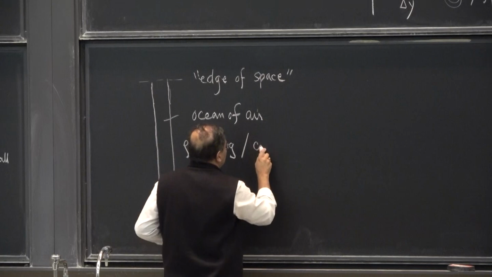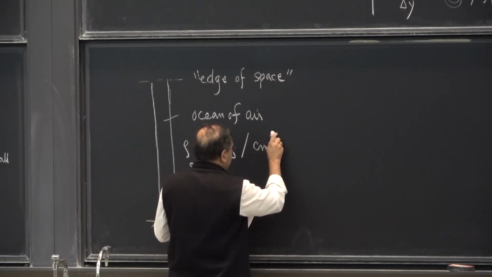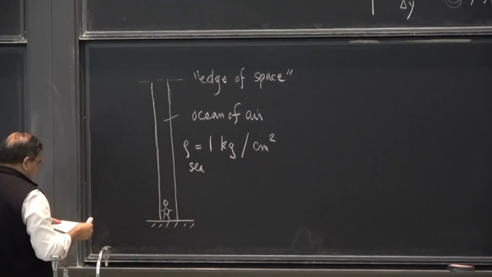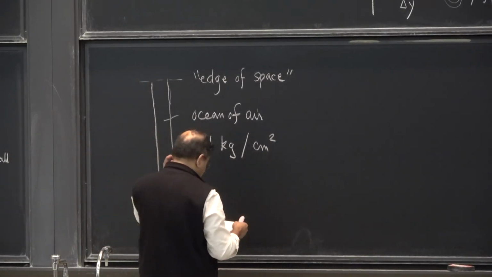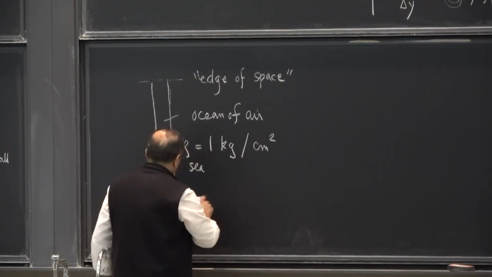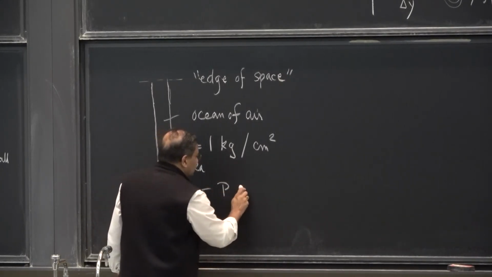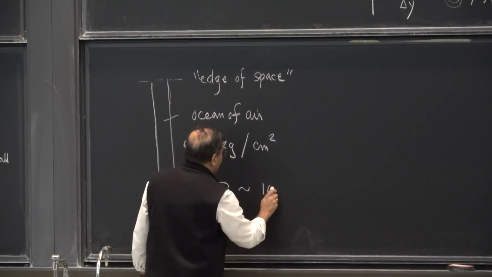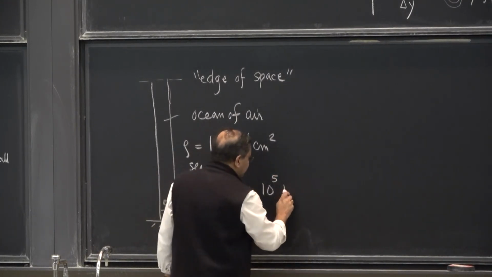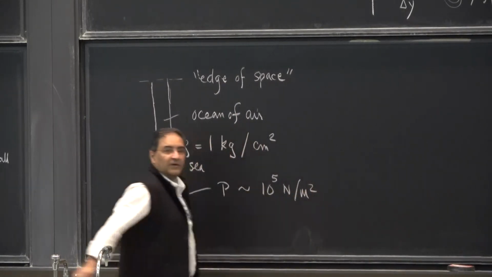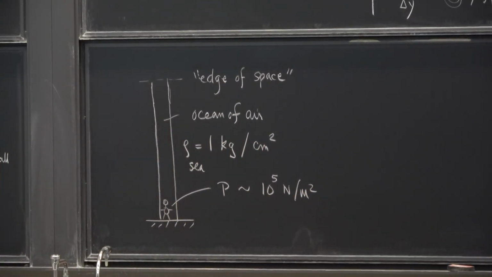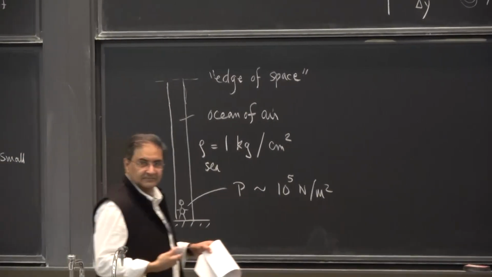1 kilogram per centimeter cube. Centimeter square, because it's an area. And it turns out that the corresponding pressure here is roughly 10 to the 5 newtons per meter squared. So each of us at any given point in time are carrying 100,000 newtons on us. We don't feel it because we are designed not to feel it. Our bodies are designed in such a way that we don't feel this 100,000 newtons roughly that's sitting on us.